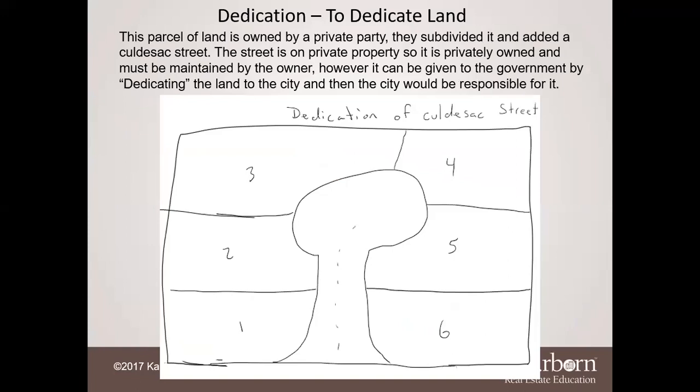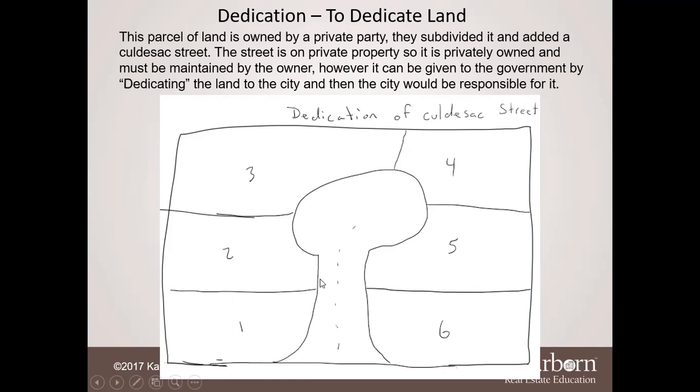In this example, dedication is when you give land to the government for a public use, such as streets, schools, and parks. And we have a small subdivision here in this example where an owner of this big square lot subdivided it into 6 smaller lots and built 6 houses, and they put a cul-de-sac street here.